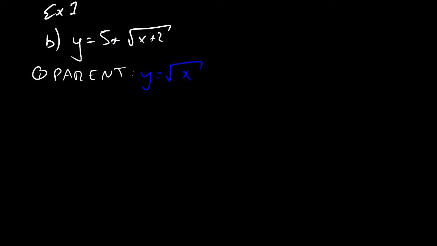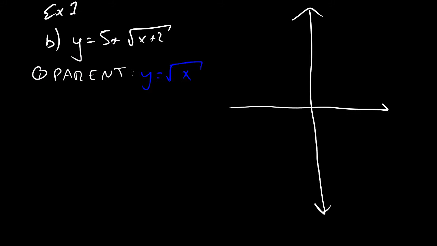So what does our parent graph look like when we graph it? Well, the square root of x is kind of our whoop going off to the side. So it starts at 0, 0 and kind of shoots off to the right. That's our parent graph. Alright, we found our parent graph. Good. 2, shifts.